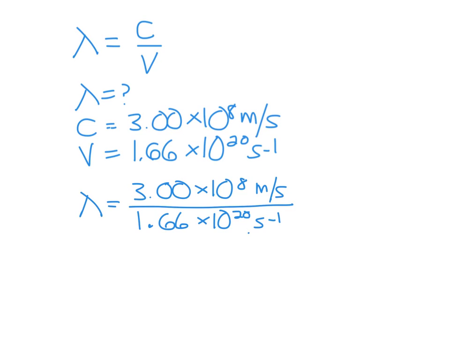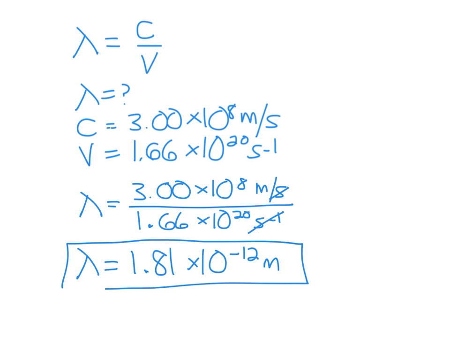When I go ahead and set this up, I'll see that my seconds are going to cancel out, which is what I want. I'm going to plug it into my calculator, and I get 1.81 times 10 to the negative 12th meters. So that is my second answer.